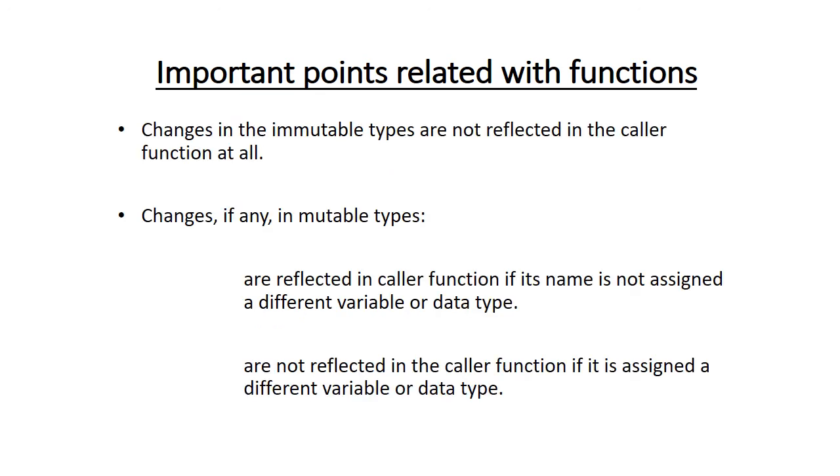Changes in the immutable types are not reflected in the caller function at all. Changes, if any, in mutable types are reflected in the caller function if its name is not assigned a different variable or data type. In other words, they are not reflected in the caller function if it is assigned a different variable or data type.